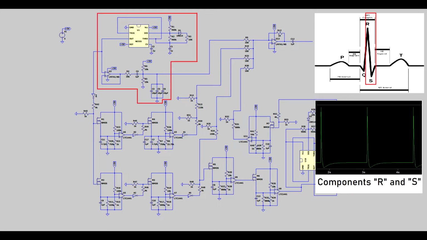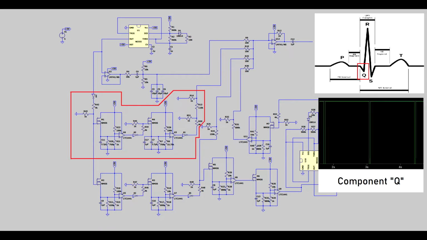Signal components R and S are generated by the first 555 timer. It outputs a square wave, which passes through a modified differentiator. The frequency of the signal produced by this 555 timer also becomes the frequency of all the other component signals.